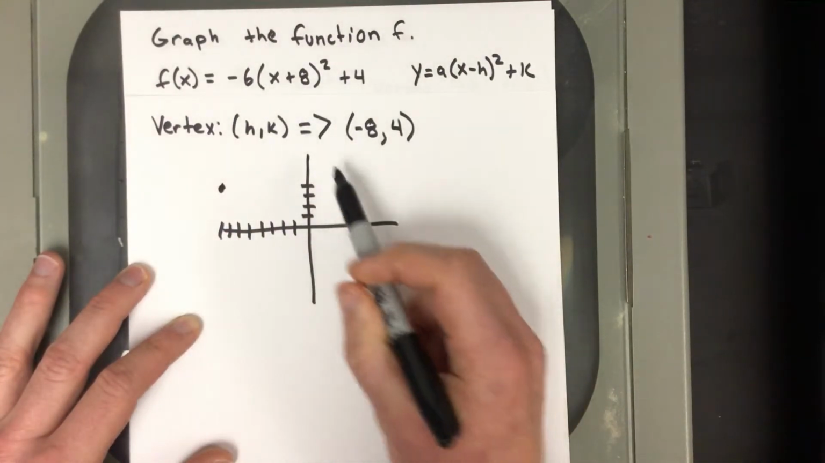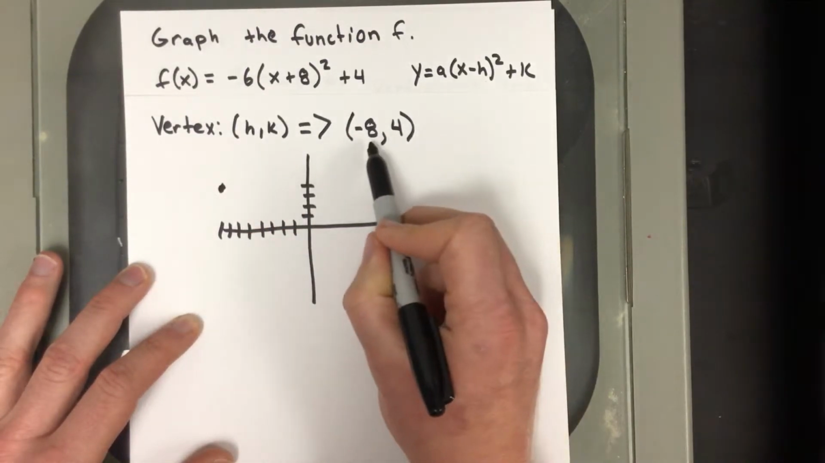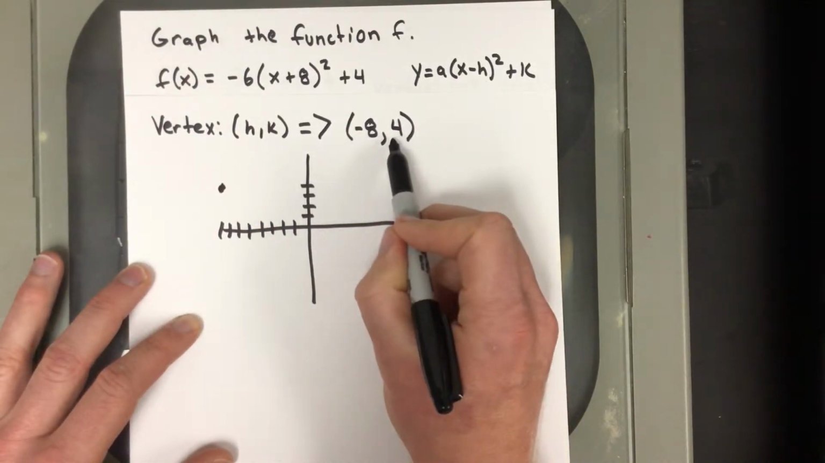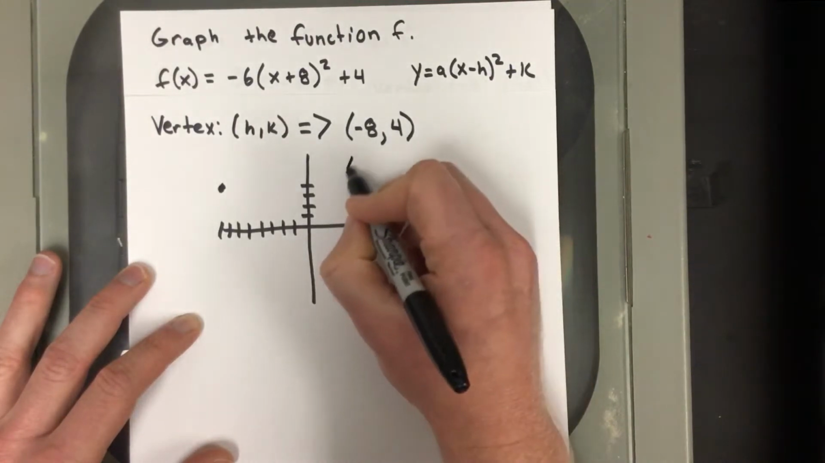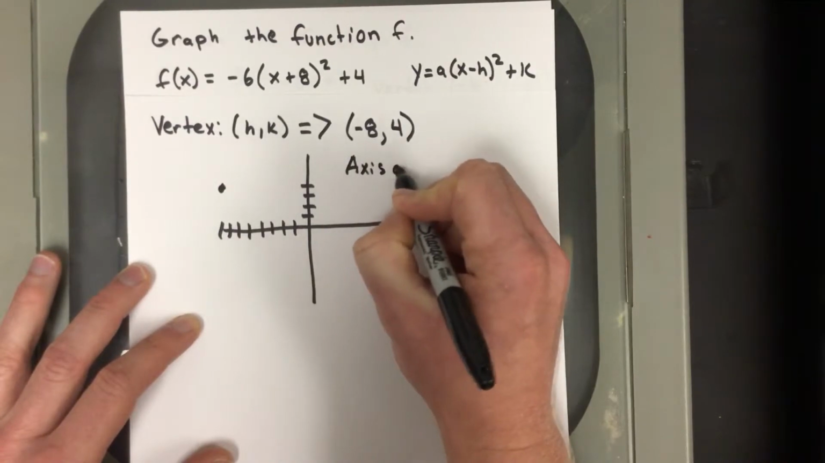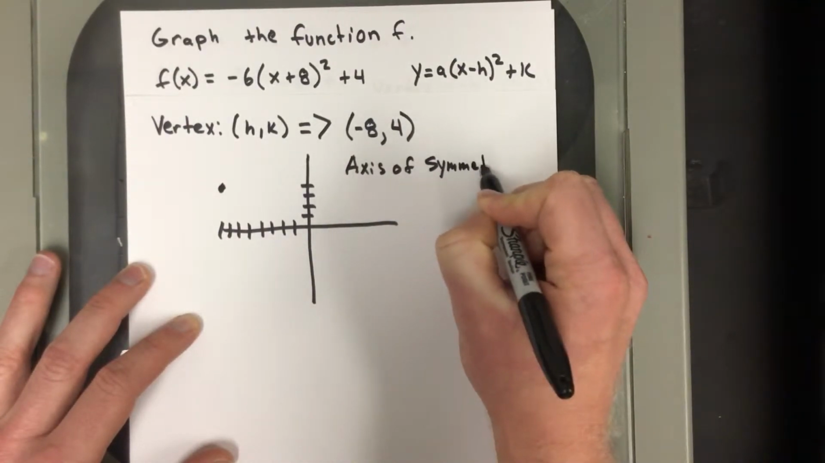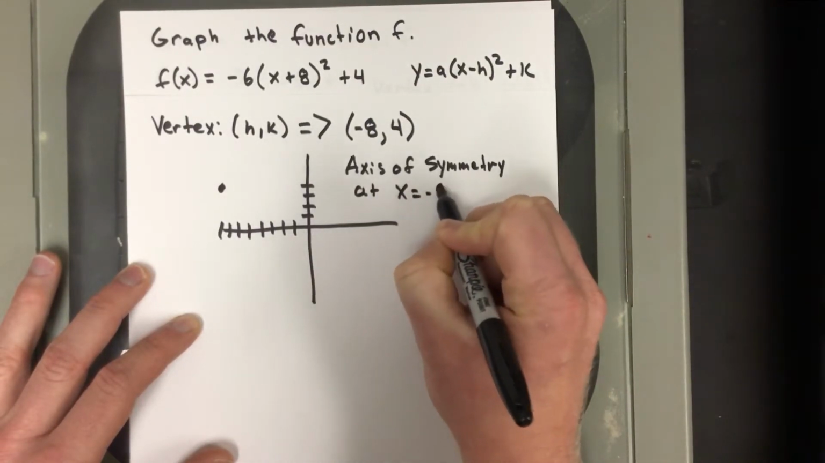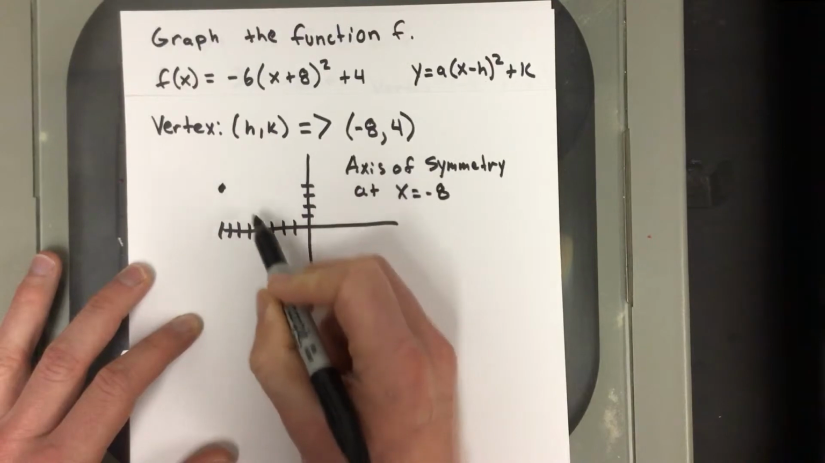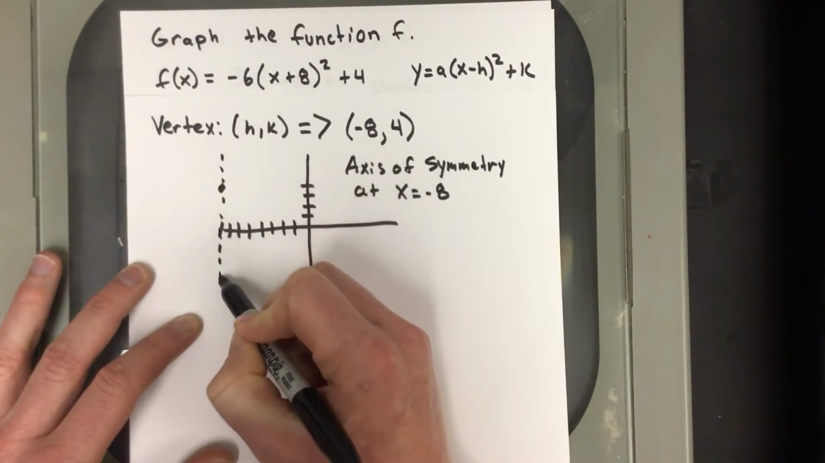And then I'm going to actually use this number out front. It's kind of like a slope. So if my vertex is (negative 8, 4), remember that means that there's an axis of symmetry at x equals negative 8. So right here, when I got (negative 8, 4), I really have an axis of symmetry which goes right along here.